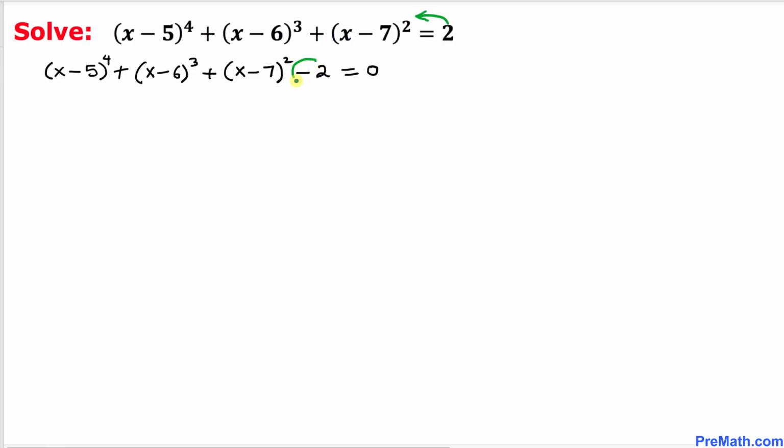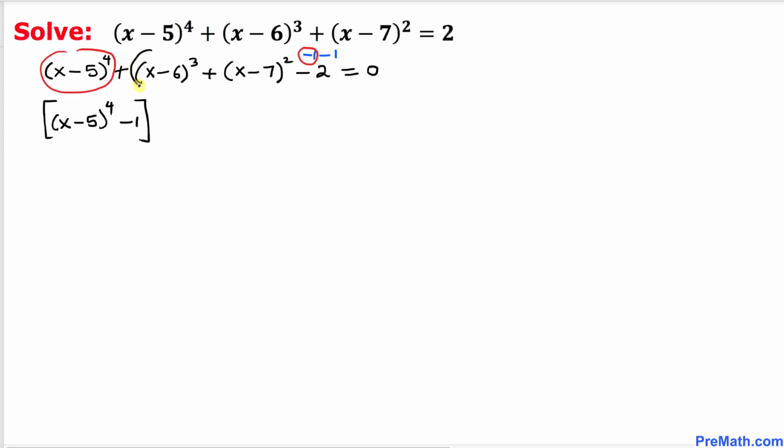Here we got −2 once we have moved this 2 to the left hand side. And now here's the next step. I am going to write this −2 as −1 − 1. And in this next step, I am going to write this (x − 5)^4 and this −1 together. So let me write down (x − 5)^4 − 1.